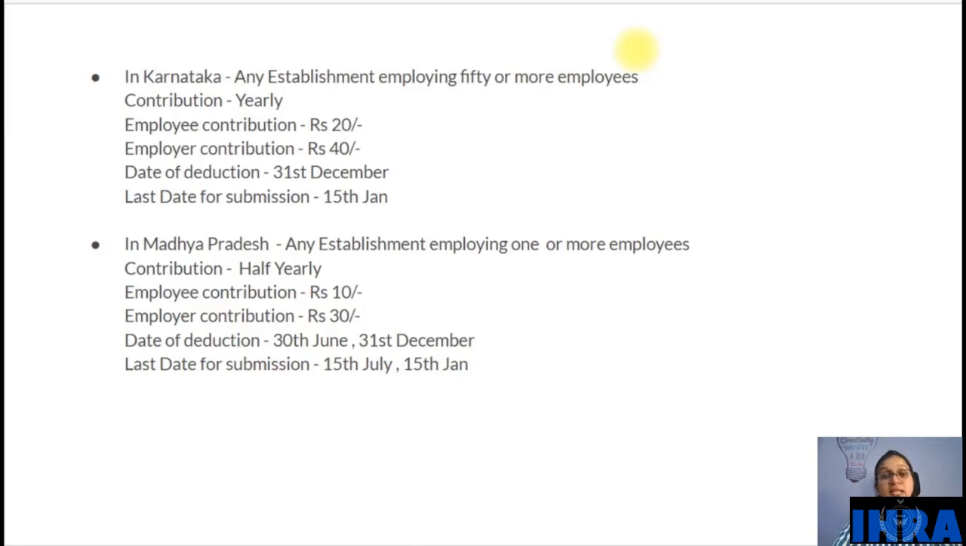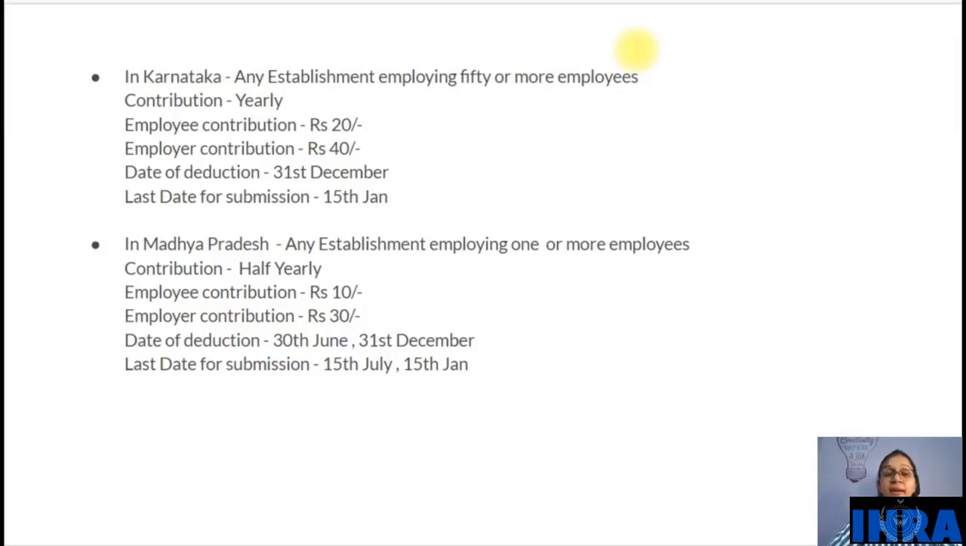15th Jan. Similarly, in MP, if an establishment is having one or more employees, then you have to get enrolled in this scheme, and the contribution is half yearly. Employee contribution is 10 rupees, employer contribution is 30 rupees, date of deduction is 30th June or 31st December, and last date of submission is 15th July or 15th Jan.